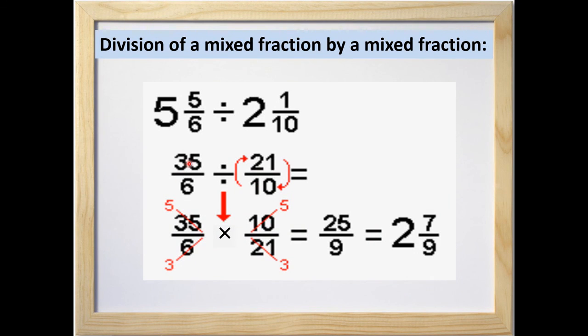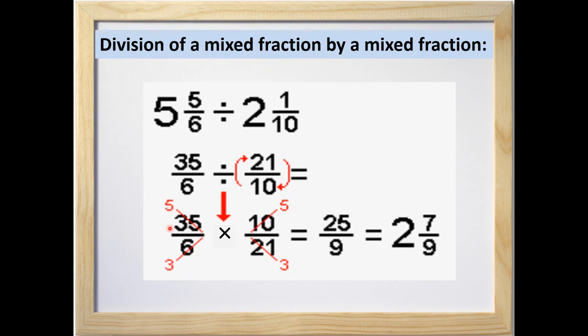Now children, 35 by 6 is the dividend. So we will keep it just like that. We will not change anything. Then we have to change the division sign into a multiplication sign. Understood? Is it clear? And then we have to find the reciprocal of the divisor 21 by 10. So the reciprocal of 21 by 10 is 10 by 21.